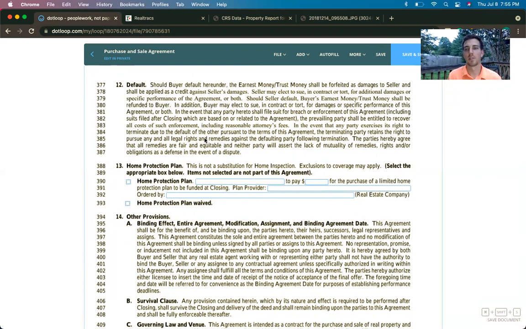Even if you default, so let's say, should buyer default here, the earnest money shall be forfeited as damages to seller and shall be applied as a credit against seller's damages. Seller may elect to sue for additional damages or specific performance. So just because you default and you lose your earnest money, just know the other party can still come after you. So it's very important to do everything in good faith, stay in good communication, follow the timelines in your contract.